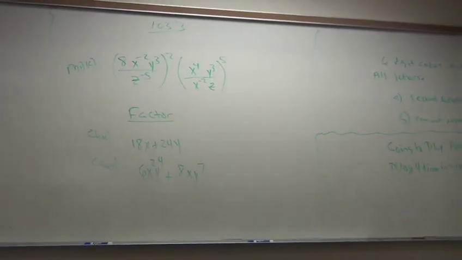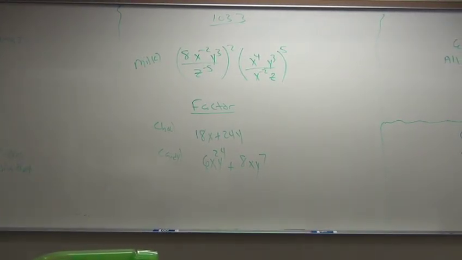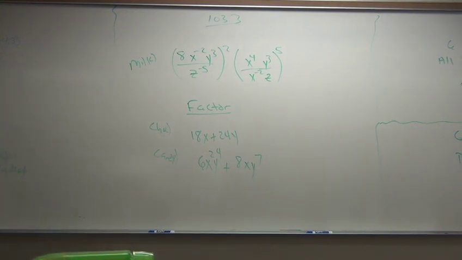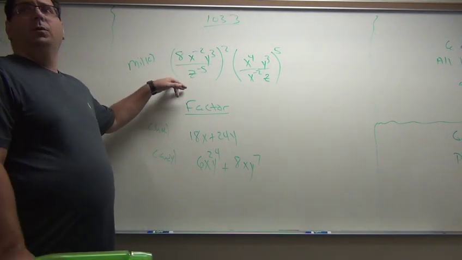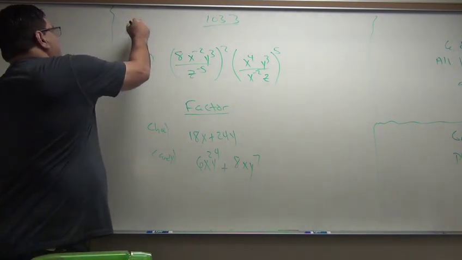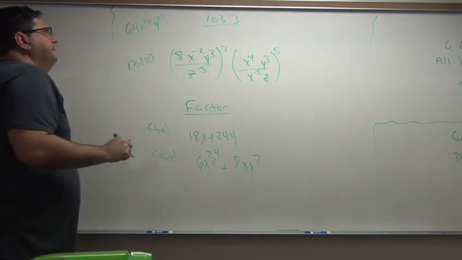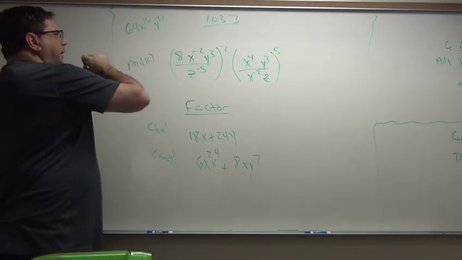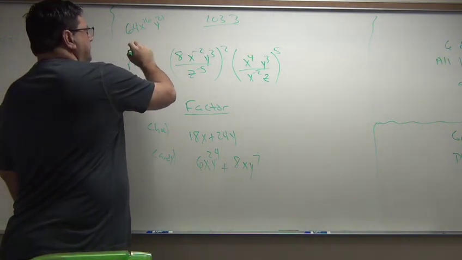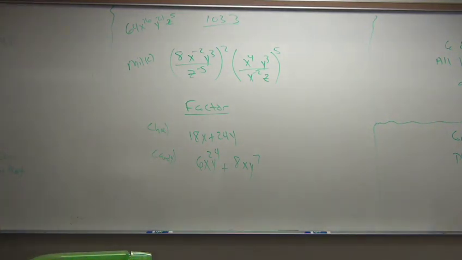All right, here we go. Whoa. What did you get for that? 64x to the 16th, y to the 21st. 64x to the 16th, y to the 21st? Yeah, and z to the 5th. Is that on bottom or top? No, it's on top. All right. Let's take a look. I mean, it sounds really good.